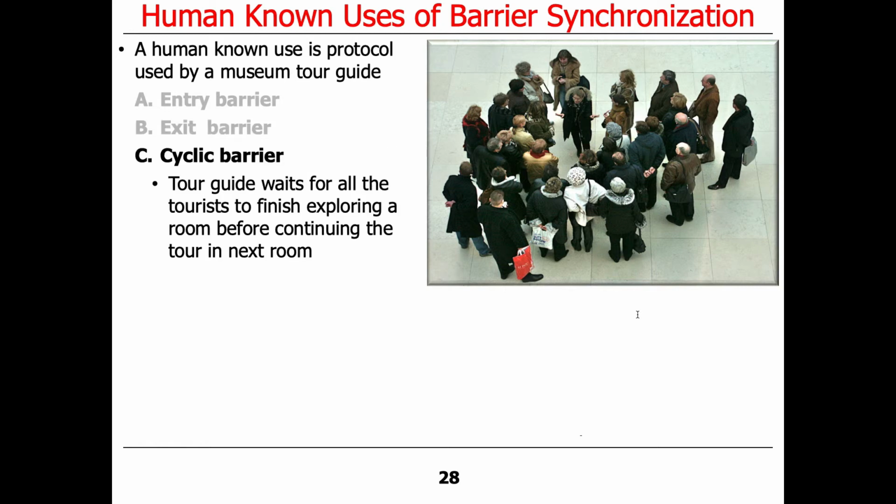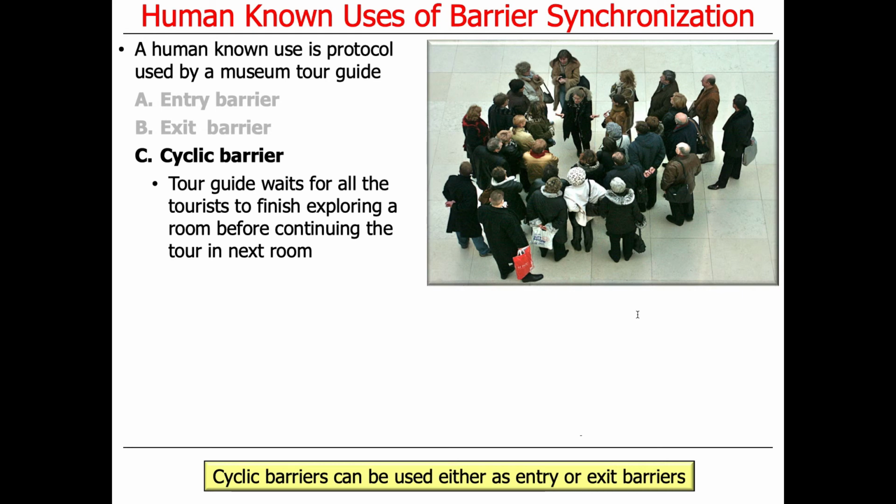Likewise, there may be a cyclic barrier used if the tour guide waits for all the tourists to finish exploring a room before taking the group on the tour into the next room. So every time a group of people get done, they all gather back with the tour guide, and then they can proceed on to the next room. So they all kind of work together as a group to coordinate. And obviously they'll keep going until they're finished exploring the whole museum.